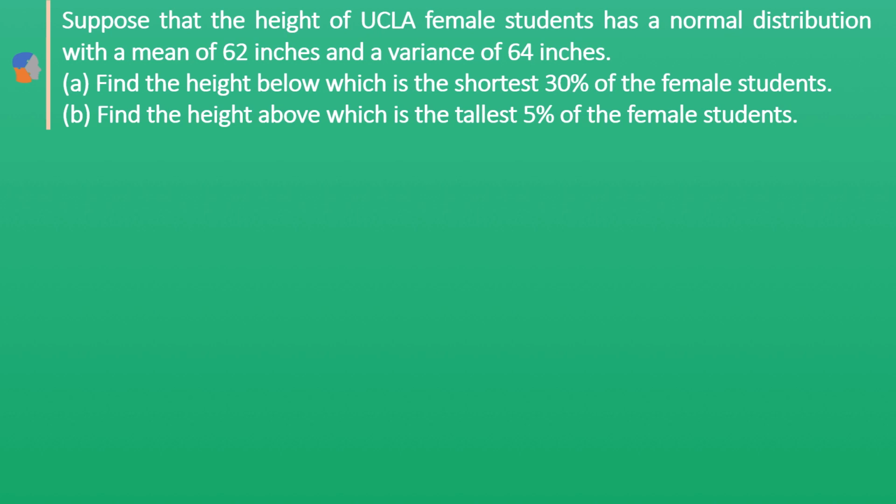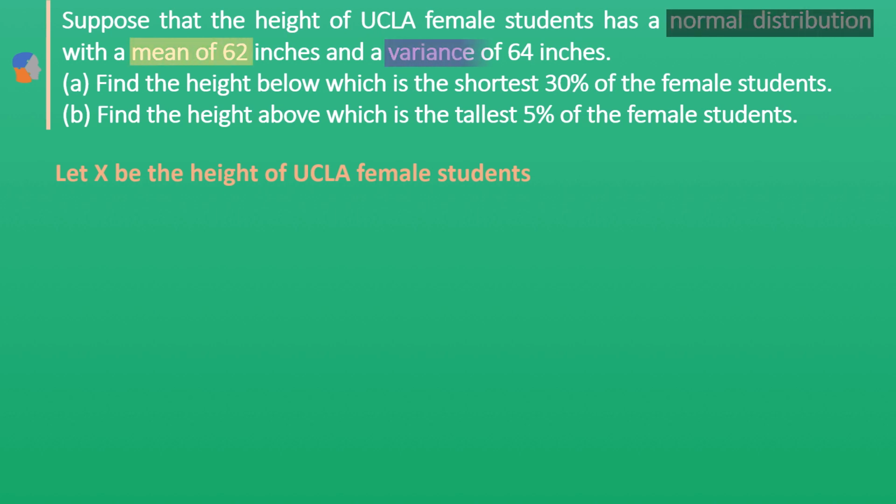Here we talk about the height of UCLA female students. Therefore, I can define a random variable x as the height of UCLA female students. Now, given information: normal distribution, mean 62, variance 64.